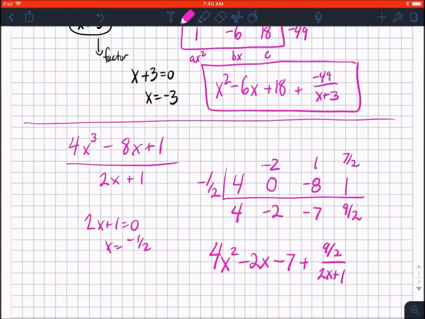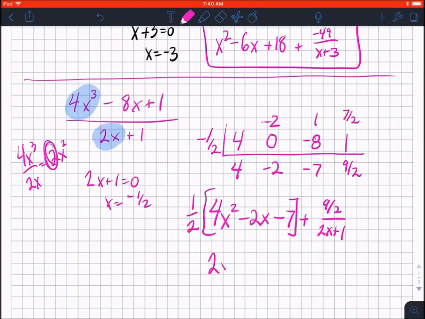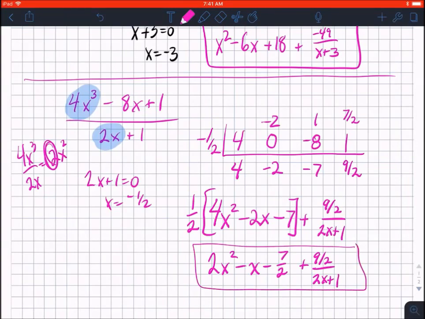The problem is, if we look back at the original problem, 4x cubed divided by 2x to the first should be 2x squared. So we should start our answer with 2, but we have our answer starting with the number 4. So we have to adjust by multiplying all the stuff except for the remainder by 1/2. So our real answer here would be 2x squared minus x minus 7/2, and then we'd still have a remainder of 9/2 here. So that's the only thing we have to be careful about. Another thing we have to be careful about with synthetic division.